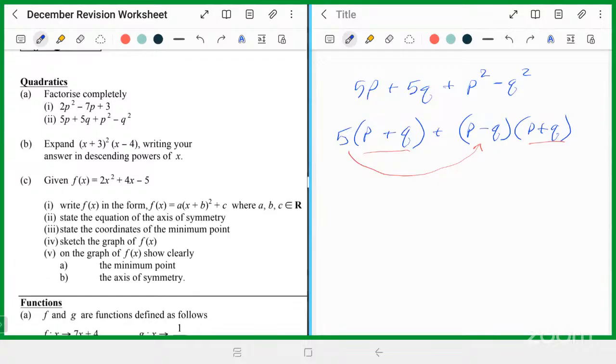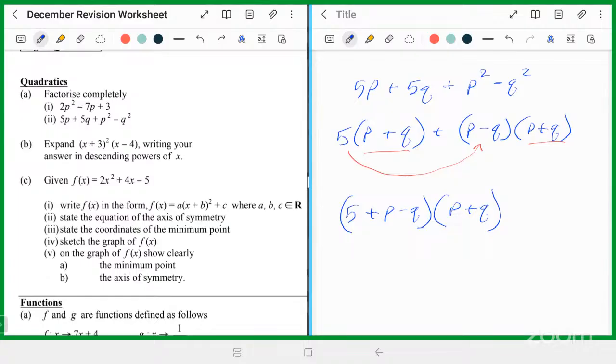So it's going to become 5 plus the p minus q multiplied by the common factor of this p plus q. And that is it. That's the answer right there.